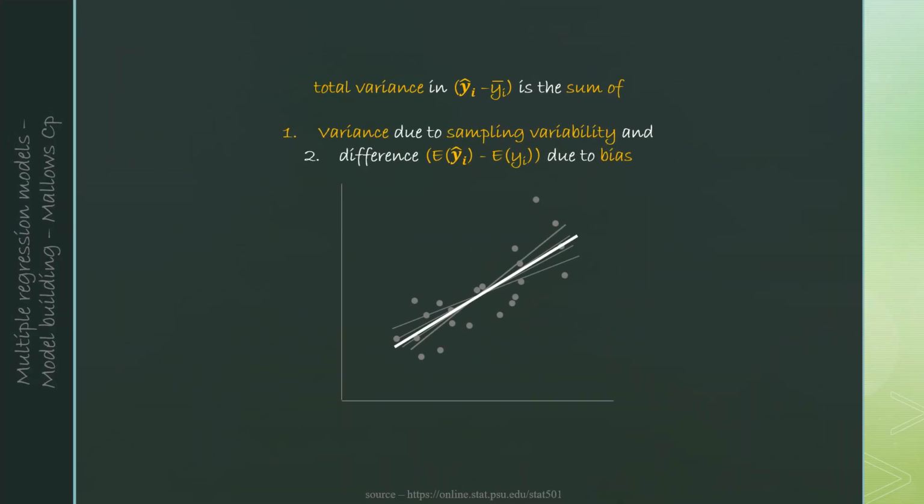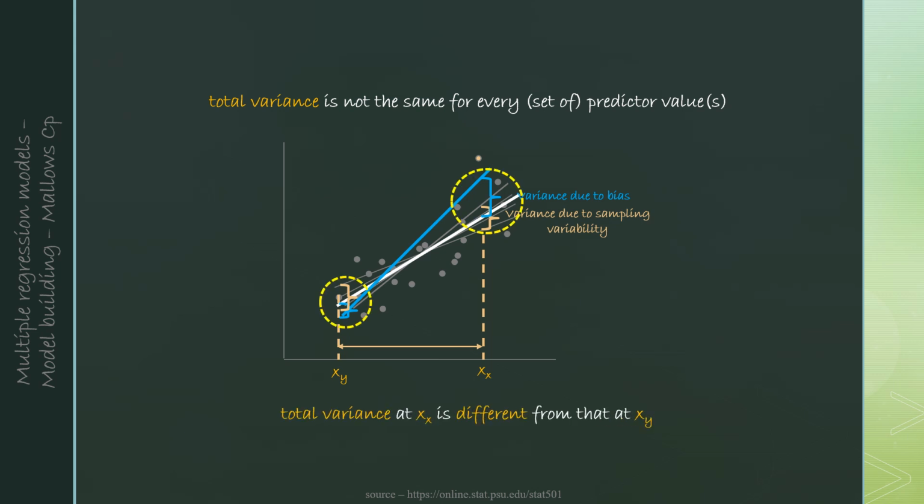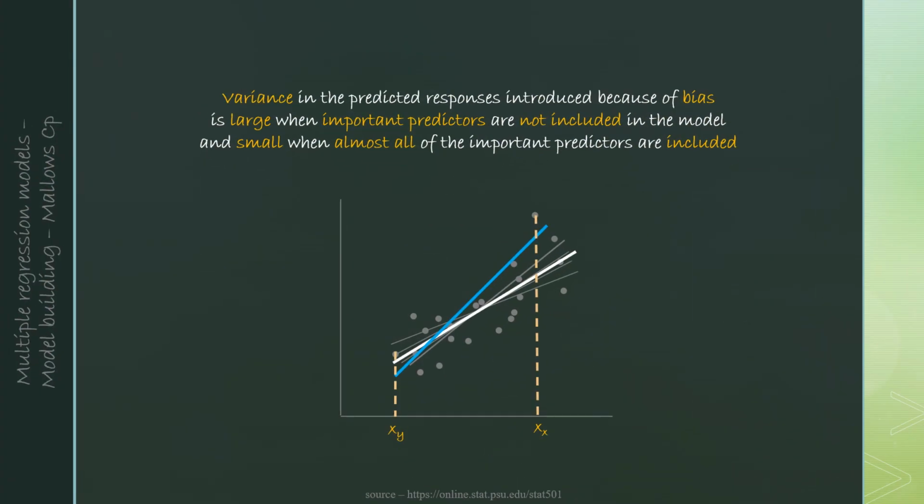Therefore, the total variance in yi hat minus yi bar is the sum of the variance due to sampling variability and the difference E of yi hat minus E of yi, which is due to bias. The total variance is not the same for every set of predictor values. Total variance at xi is different from that at xj. Variance in predicted responses introduced because of bias is large when important predictors are not included in the model and small when almost all of the important predictors are included in the model.